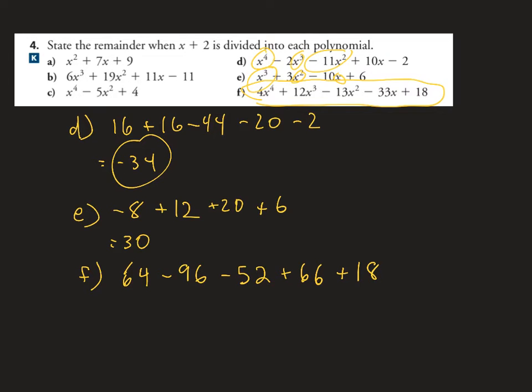What do we got here? So this is going to be minus 148. And then you're going to get plus 120, 130, 148. Oh, equals 0. This one, so x plus 2 is a factor in f. All right, let's go to the next question.